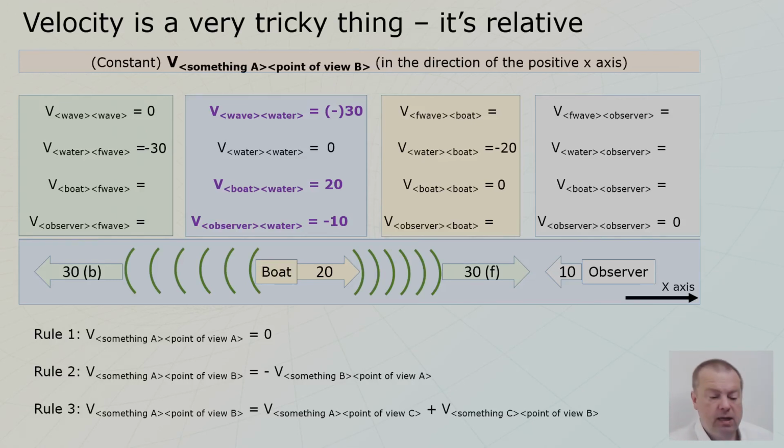There it is. And we can do the same for the last piece of information we have. The velocity of the observer relative to the water was minus 10. So if we switch it around, the velocity of the water relative to the observer will be plus 10. That was rule number 2. The others are a little bit more difficult. I'm just going to give you the answers and let you do the math yourself.